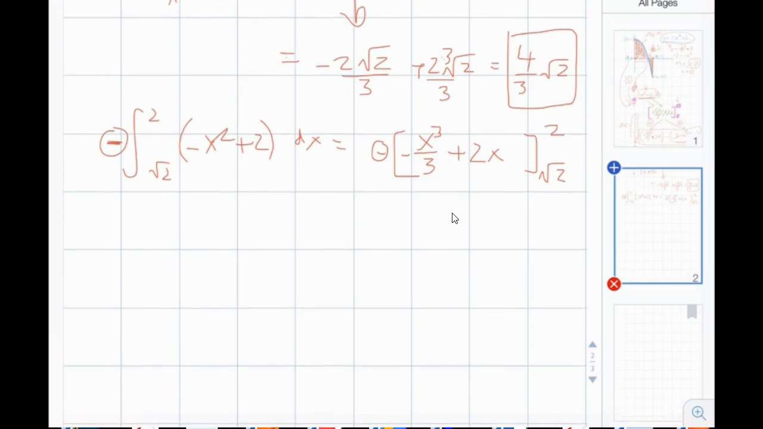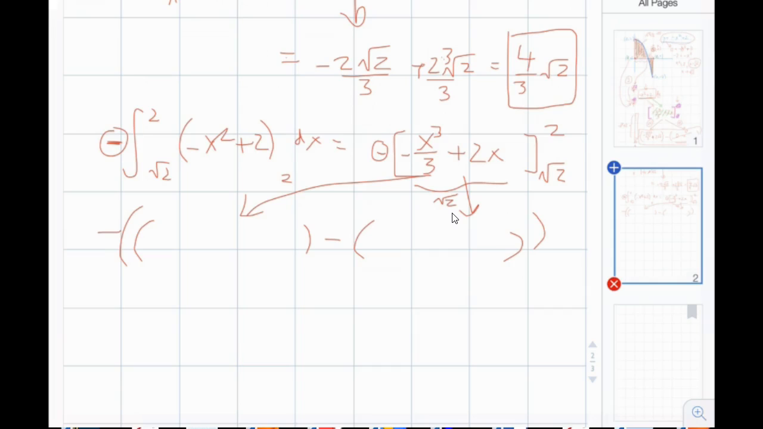So you could use this negative sign to invert what's inside here, or you could take a negative of the answer after it's already done. Let's do that. We'll take the negative of the answer after it's already done. So we're going to evaluate this expression 2 times. One time we evaluate it with 2, the other time we evaluate it with square root of 2, and we're going to subtract the 2 from each other.